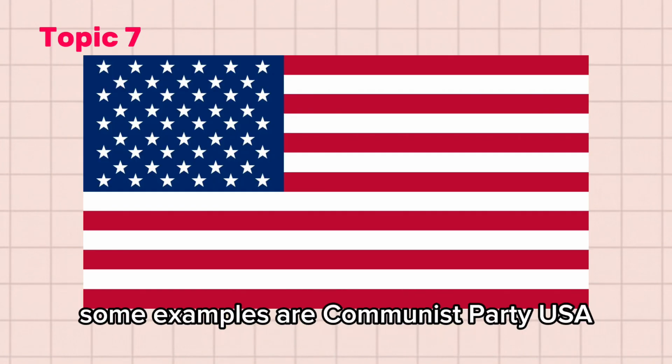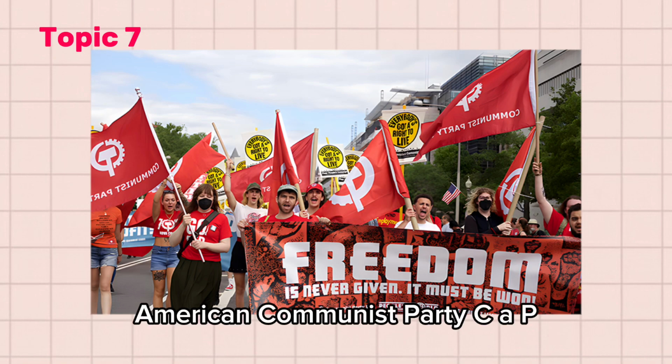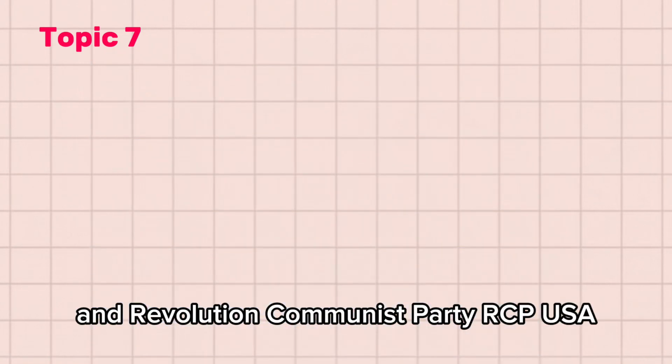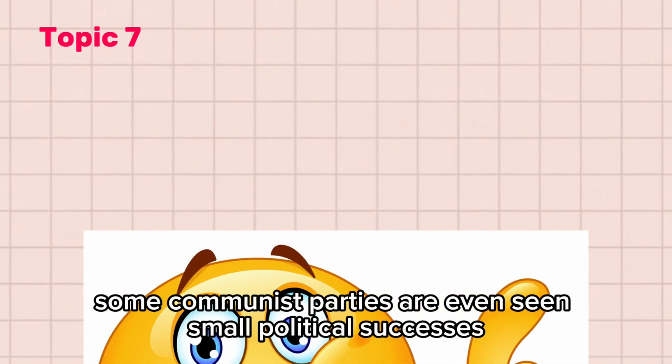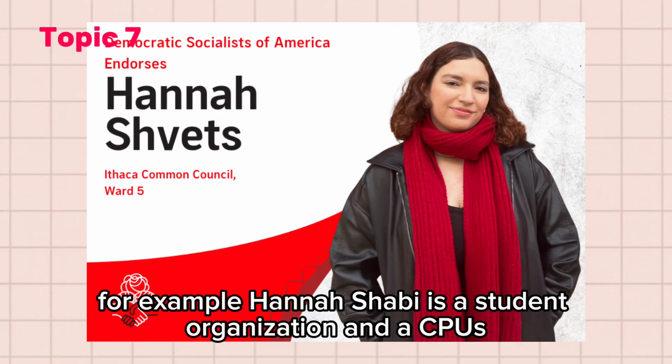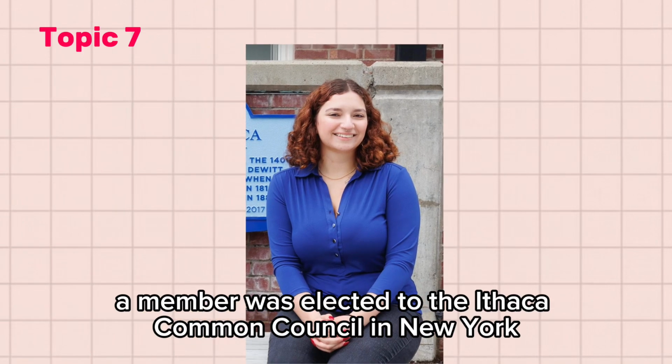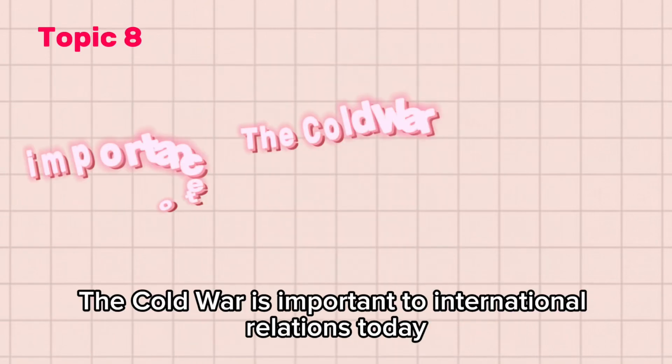Some examples are the Communist Party USA, CPUSA, and the Revolutionary Communist Party, RCPUSA. Some communist parties are even seeing small political successes. For example, Hannah Shvets, a student organizer and a CPUSA member, was elected to the Ithaca Common Council in New York. Topic number 8: the Cold War's importance to international relations today.